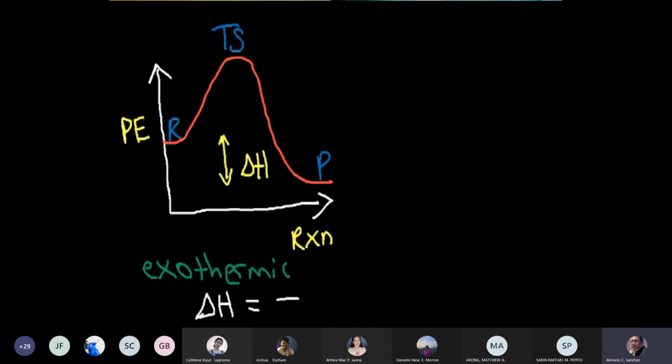So it's products minus reactants. Because the products have less energy than the reactants, you're going to get a negative value. Now, what is the energy difference between the transition state and the reactants? What is that called? This is known as the forward activation energy. The activation energy is the energy that's needed to get the reaction started. Without that energy, the reaction will not work.